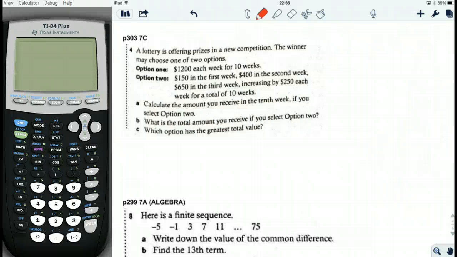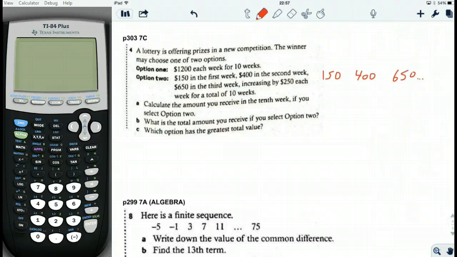7C, number 4. A lottery is offering prizes in a new competition. The winner may choose one of the two options. Option 1: $1,200 each week for 10 weeks. Option 2: $150 in the first week, $400 in the second week, $650 in the third week, increasing by $250 each week for a total of 10 weeks. Okay, so it's $150, $400, $650. Okay, all right. Calculate the amount you receive in the 10th week if you select option 2.